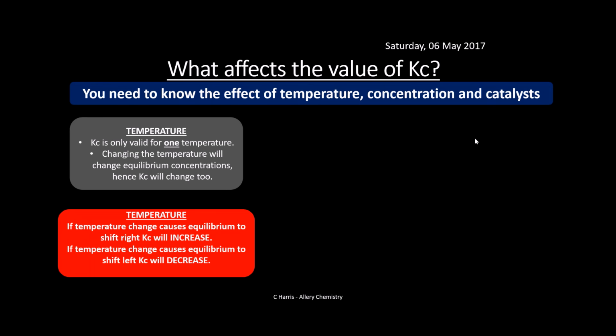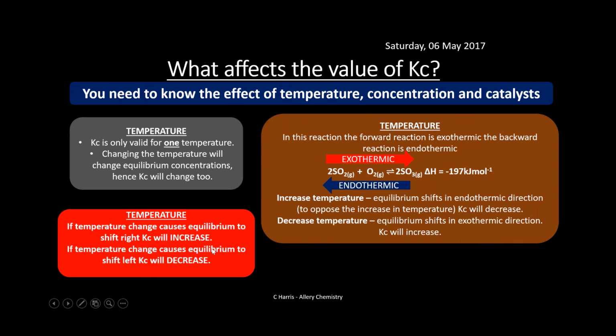If the temperature change causes equilibrium to shift to the right, Kc will increase. If the temperature change causes equilibrium to shift to the left, the Kc will decrease. So if we have a look in this example, in this reaction, the forward reaction is exothermic and the backward reaction is endothermic. We know it's exothermic because the delta H is minus 197 kilojoules per mole. So if I increase the temperature in this reaction, equilibrium is going to shift in the endothermic direction, but this is to oppose the increase in temperature. So this will move backwards along here. Now, Kc will decrease. It'll drop, it will get smaller.